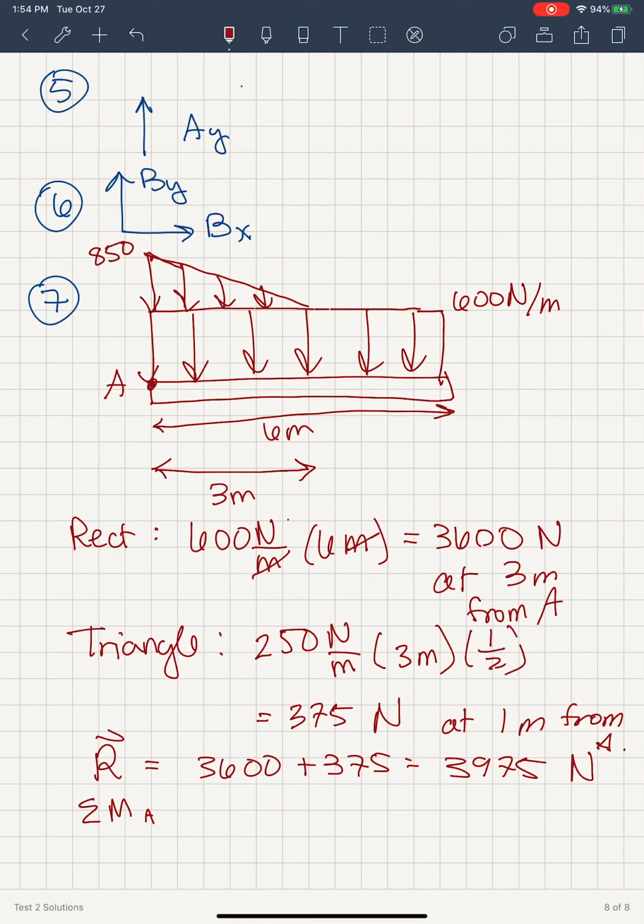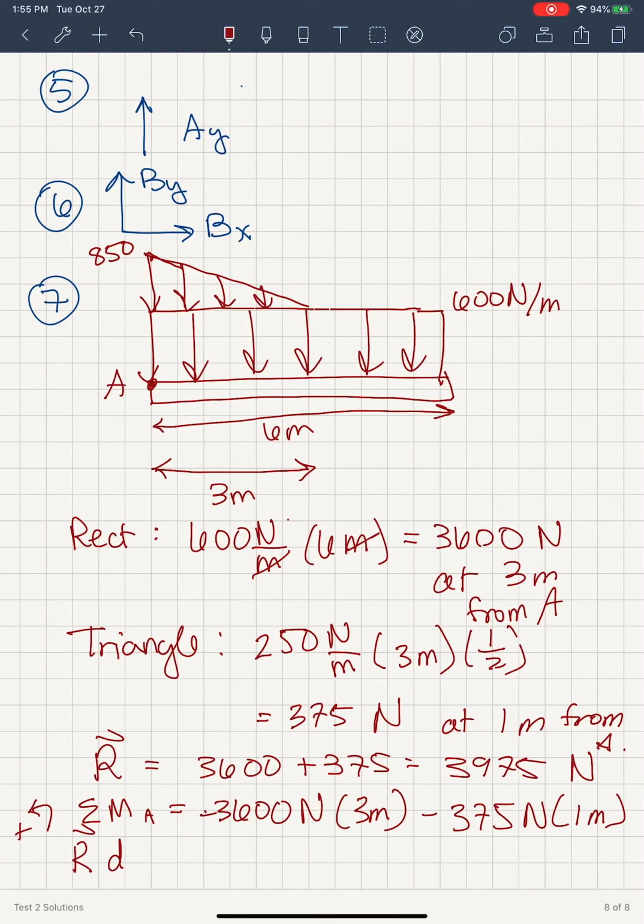So the sum of the moments about A equals, and I'm just going to do the rectangle first. So that was what we found to be 3,600 newtons. It's going to give a negative moment. We're going to say out of the board is positive. So negative 3,600 newtons times 3 meters. And then minus that 375 newtons times 1 meter. And that's going to equal that resultant force times the distance. So I'm just going to calculate that out.